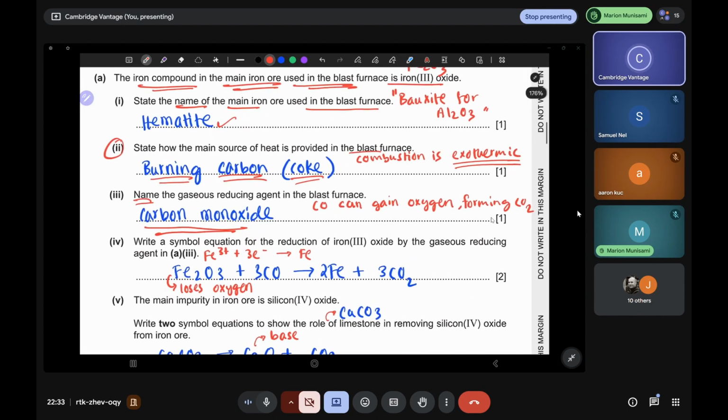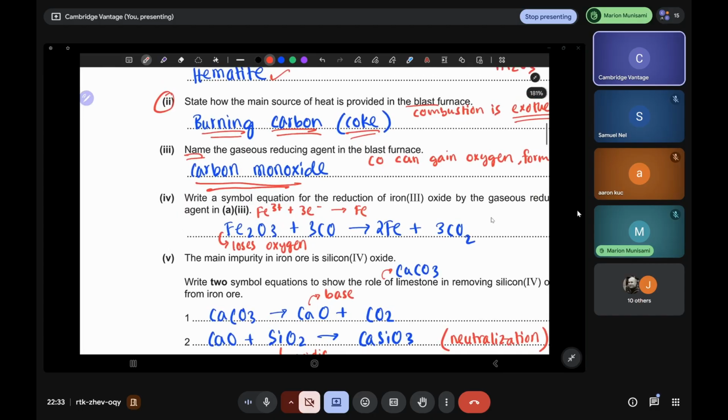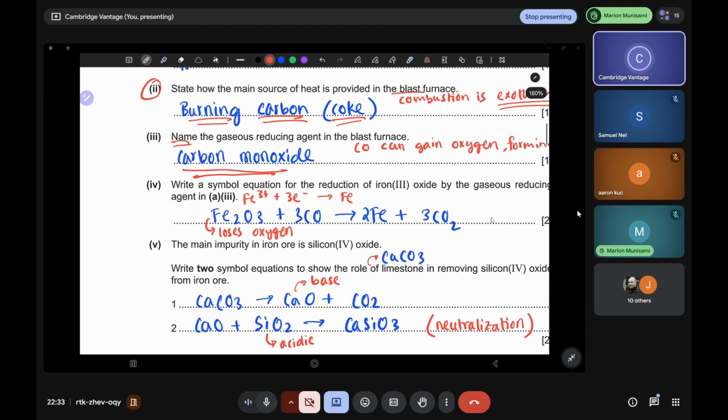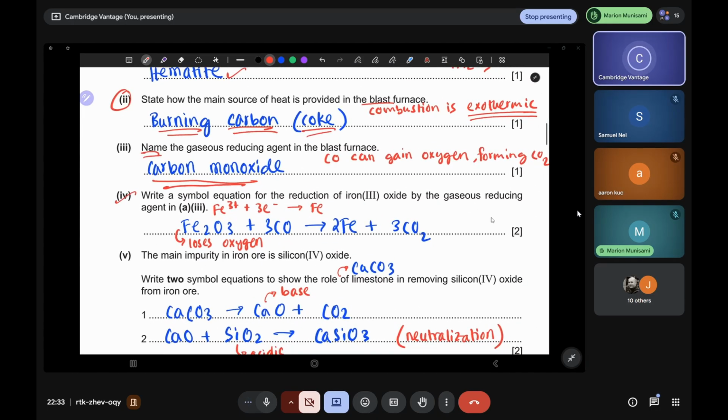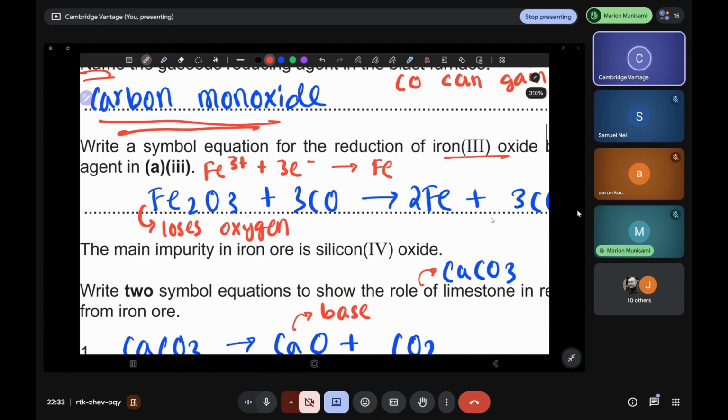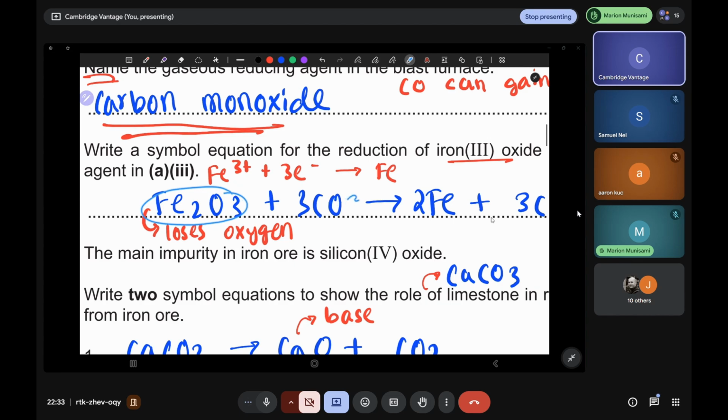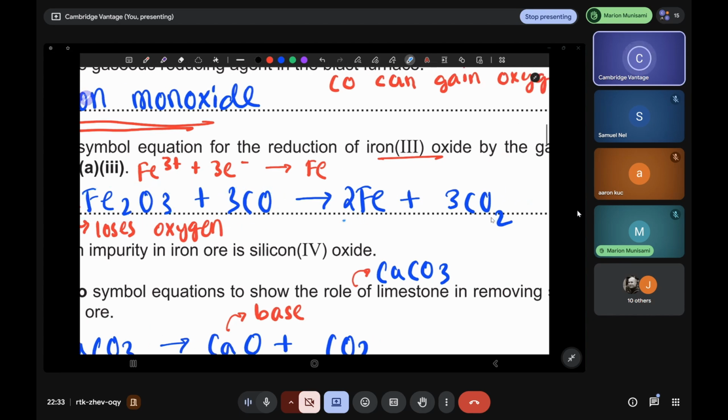And what happens is the carbon monoxide, we are going to see in the next question: write a symbol equation for the reduction of iron 3 oxide by the gaseous reducing agent in A3. So you will write Fe2O3 plus 3CO, giving you 2Fe and 3CO2.